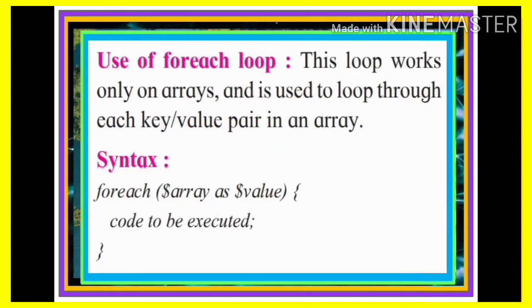Use of the foreach loop. The foreach loop works only on arrays and is used to loop through each key or value pair in an array. If you want to use the foreach loop, the syntax is foreach, parenthesis, $arrays as $value. In the next line, the parenthesis is closed and mention the code to be executed in curly braces. So the foreach loop works only on arrays.